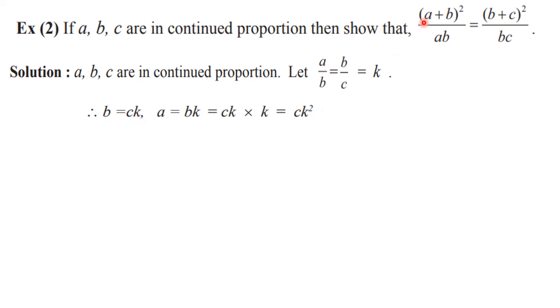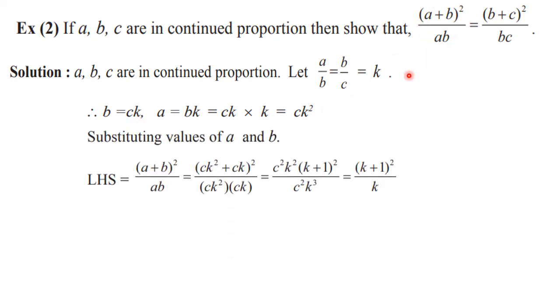Okay. So let's take LHS first. These values we will substitute in LHS. So LHS is (A plus B) the whole square upon AB. Now you will think let's go for the expansion, A square plus 2AB plus B square. But don't do that. Instead, taking out common is the better option. So write down the value of A as CK square and the value of B as CK inside the bracket and the whole square. Similarly, in the denominator, A is CK square multiplied by B which is CK.